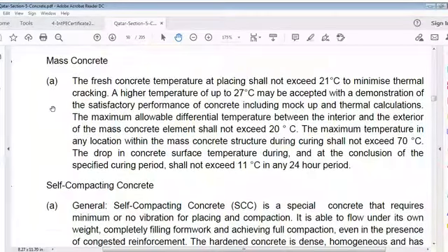Mass concrete or massive concrete. Fresh concrete temperature. Let me hold on just a minute please.